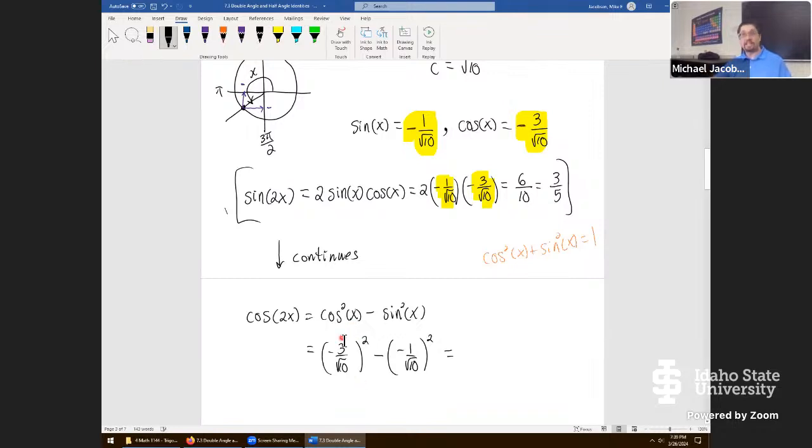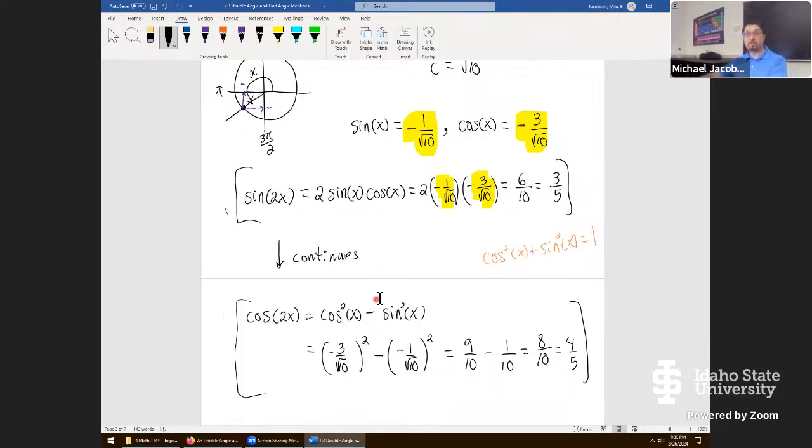Continuing, we'll square -3 to get a 9. Root 10 squared just peels off the square root and you get a 10. Then definitely copy that minus. It's easy to not get the right sign in the middle because of all these negative signs. -1 squared is a 1, another 10 in the bottom, so we get 8/10, which will reduce to 4/5. So that's the second portion we wanted.